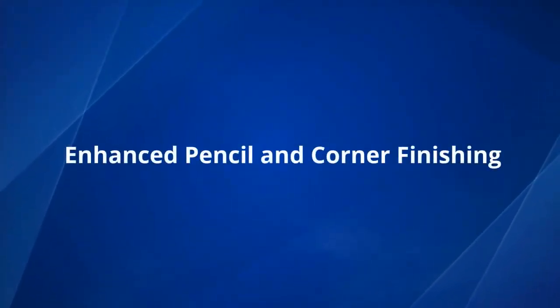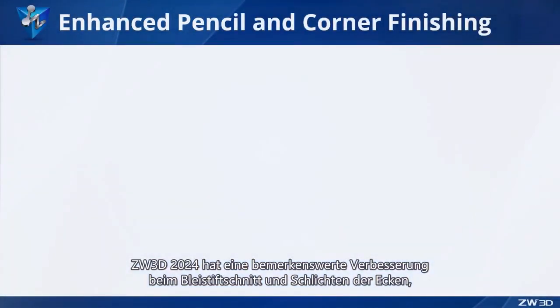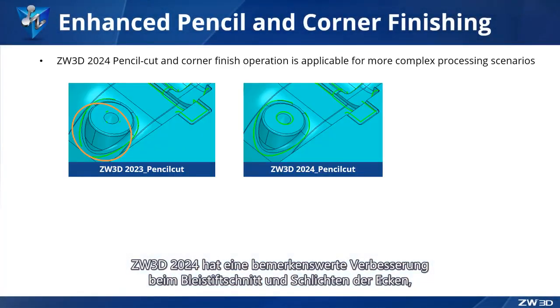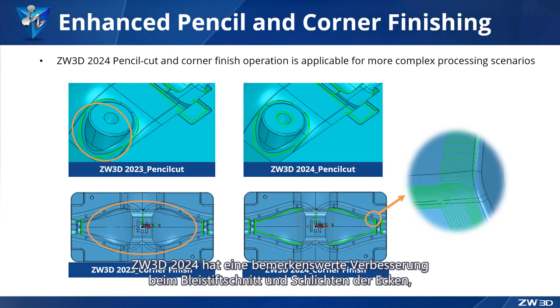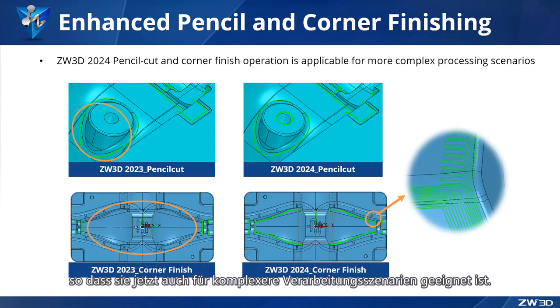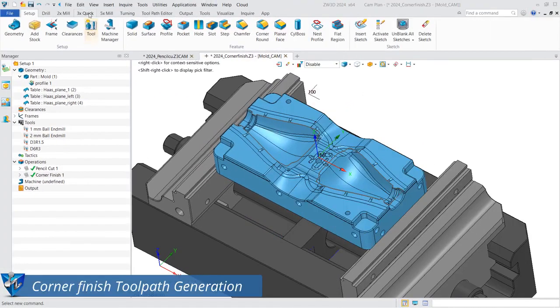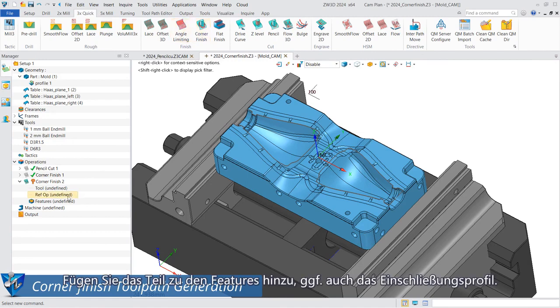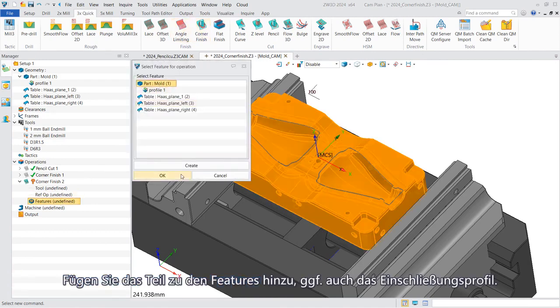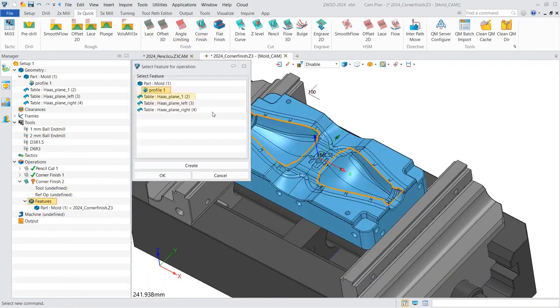Enhanced pencil and corner finishing. ZW3D 2024 has a remarkable improvement in pencil cut and corner finishing. So now it is applicable for more complex processing scenarios. Corner finishing toolpath generation. Add the part to features, and also the containment profile if necessary.